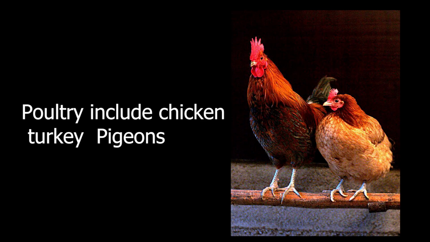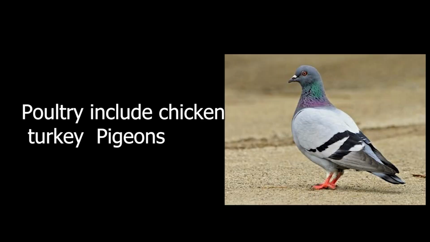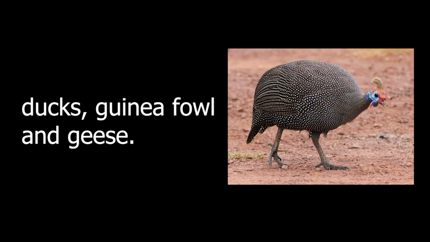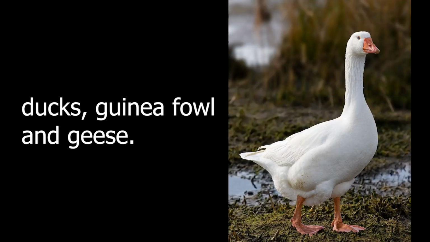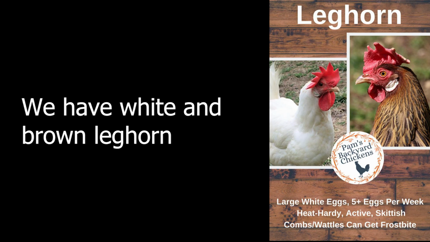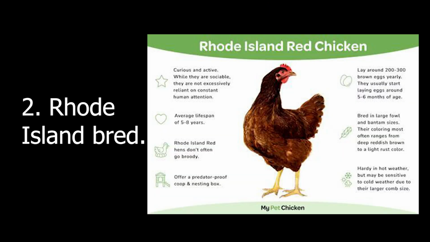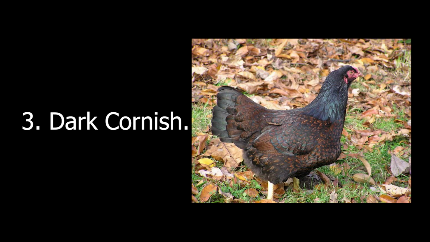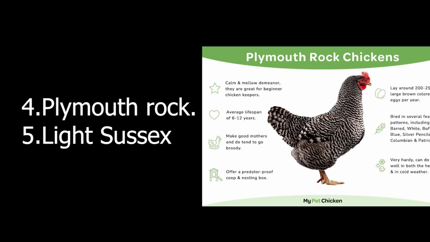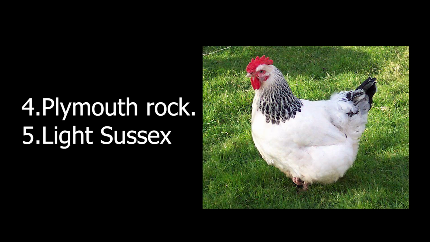Poultry include chicken, turkey, pigeons, ducks, guinea fowls, and geese. Common breeds of fowl. Number one, we have white and brown Leghorn. Number two, Rhode Island Red. Number three, Dark Cornish. Number four, Plymouth Rock. Number five, Light Sussex.